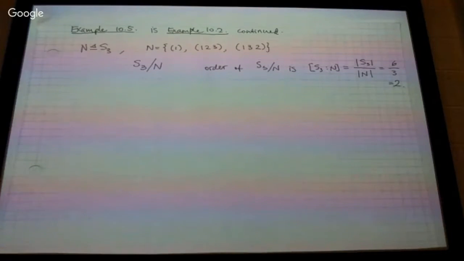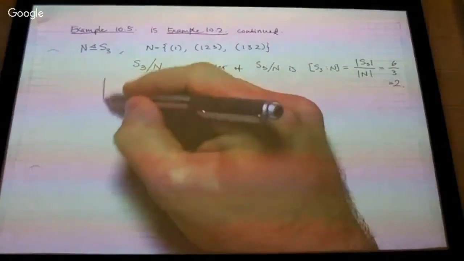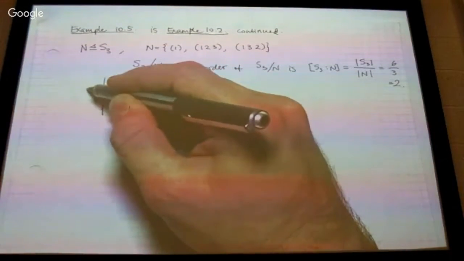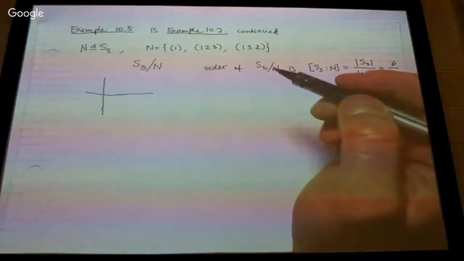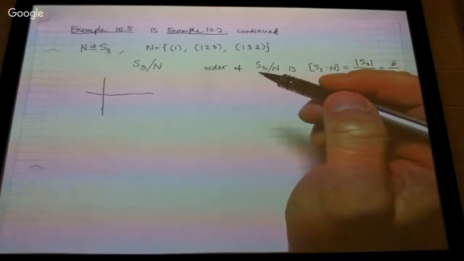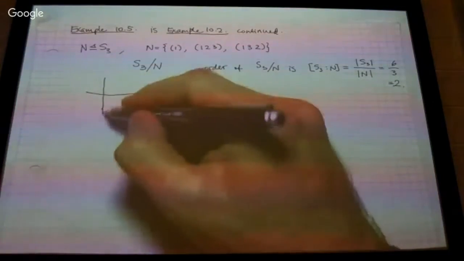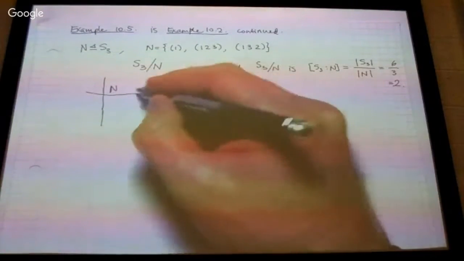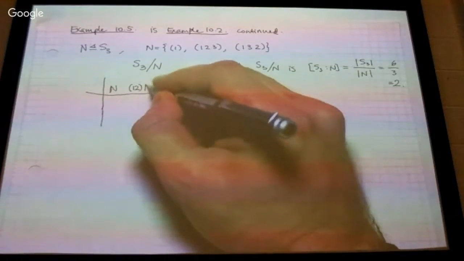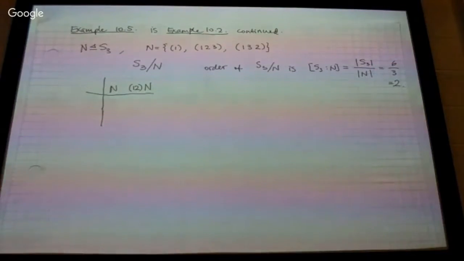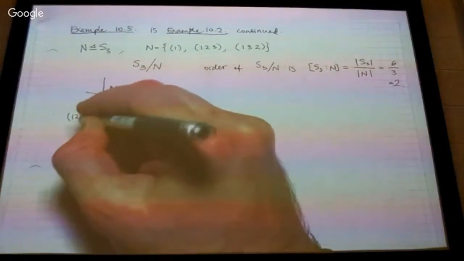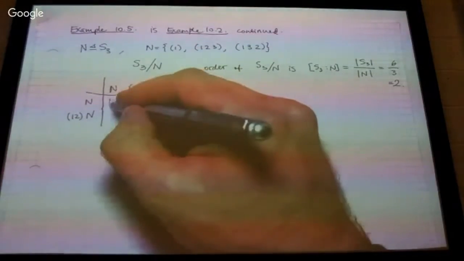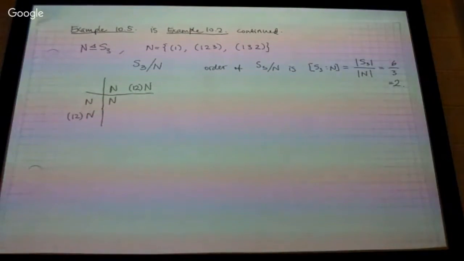Well, there are infinitely many groups of order 2, of course, but they're all isomorphic to Z2. Only really just one non-isomorphic group. So if I write the Cayley table, the cosets, as we saw yesterday, are N and (1 2)N. So you get N times N is N, because take 2 elements from N, you get an element from N.